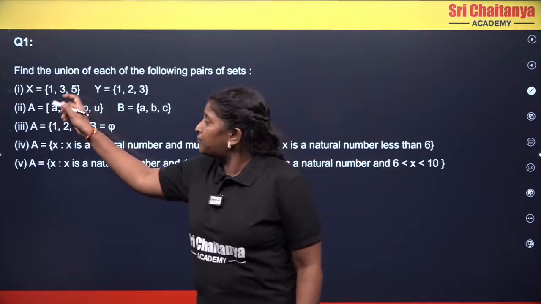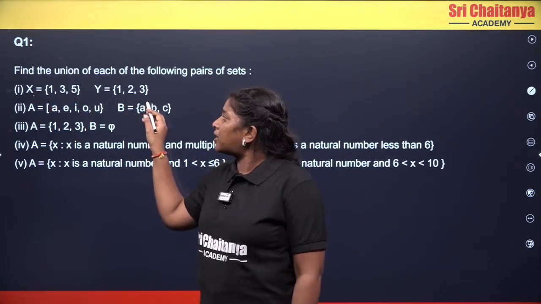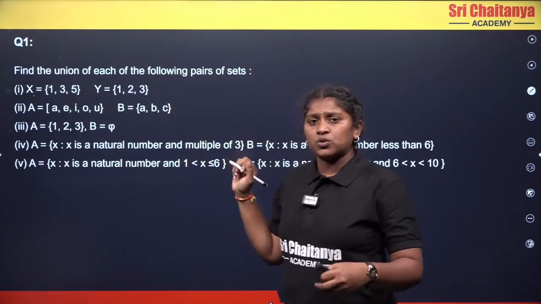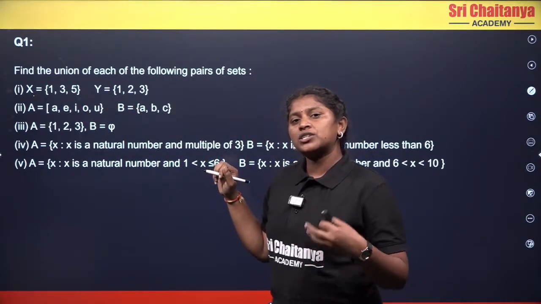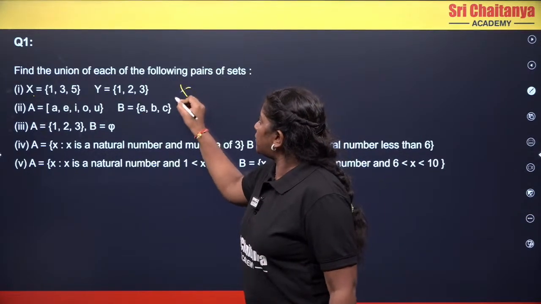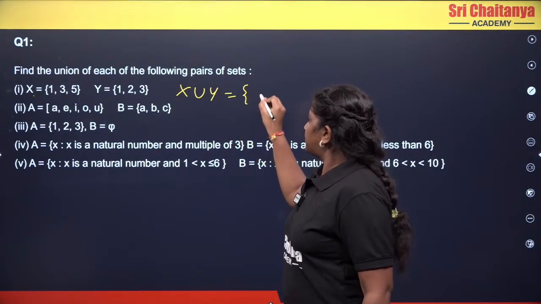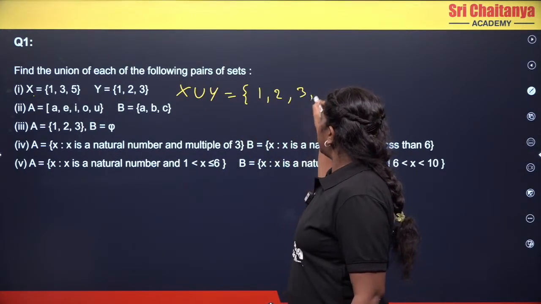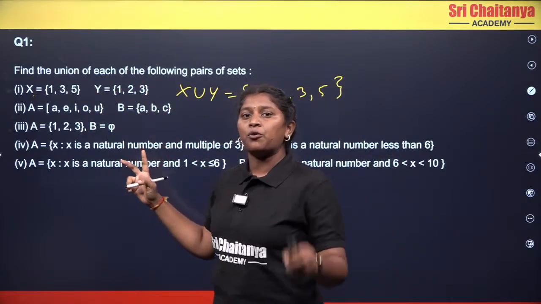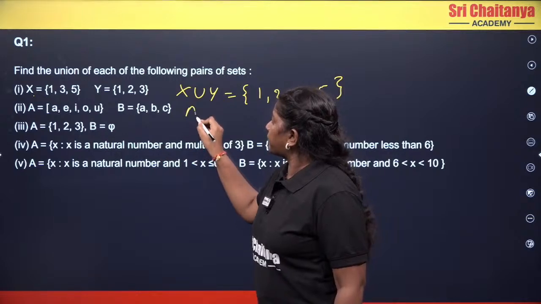Now here they gave the first one: x is the set of 1, 2, 3 and y is the set of 1, 2. Next, x is the set of 1, 3, 5 and y is the set of 1, 2, 3. As we know, union means we are just going to combine the elements of both x and y. So here x union y will be given by the set of 1, 2, 3 and 5. I am writing the repeated elements only one time. Now moving to the next, A union B.